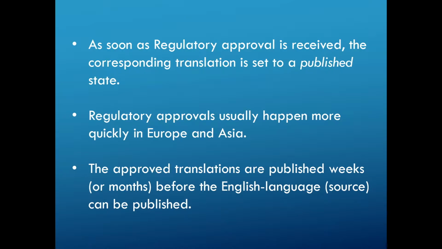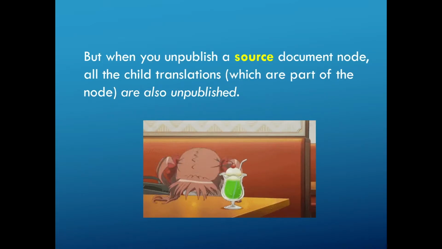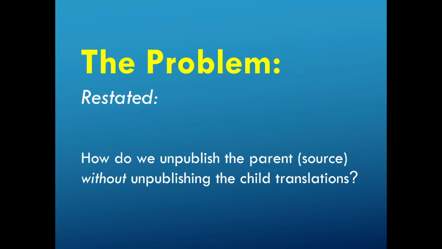And how many people here have done multilingual sites? Drupal 8? Oh, good, because this gets very interesting here. So the idea is, you just keep the English language source unpublished until it's finally approved, right? Doesn't work that way. When you unpublish the source document, all the child translations also disappear. So the problem was, how do you unpublish the parent source while keeping the children published?